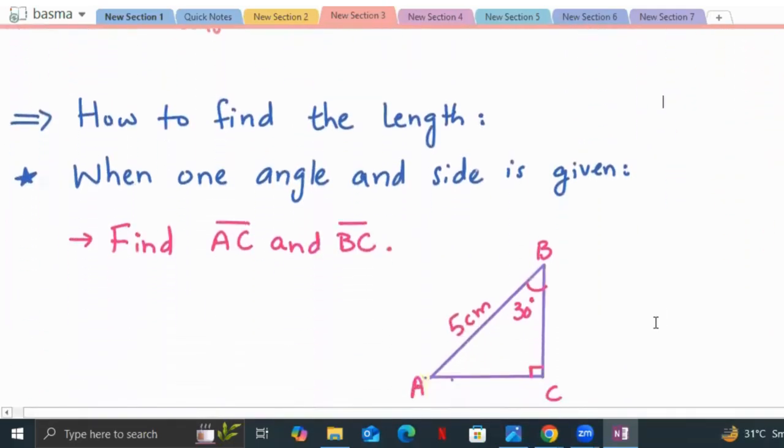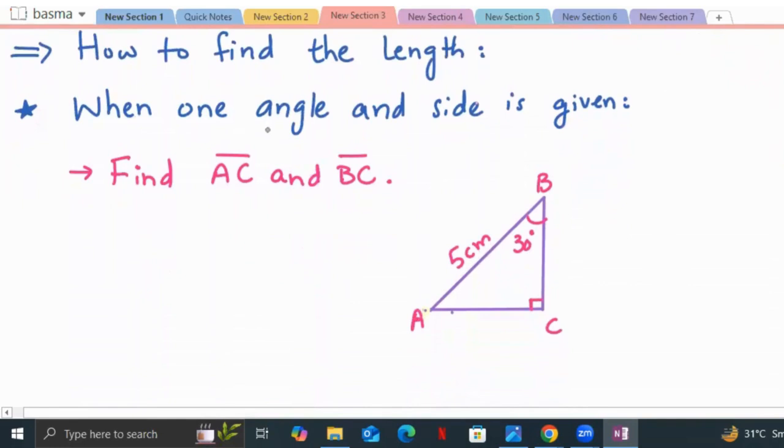Okay, let's say we have to find the length when one angle and one side will be given in a right angle triangle. So here you have a triangle ABC in which AB length is given to be 5 and angle at B is given to be 30. So you have to find AC and BC lengths. Okay.